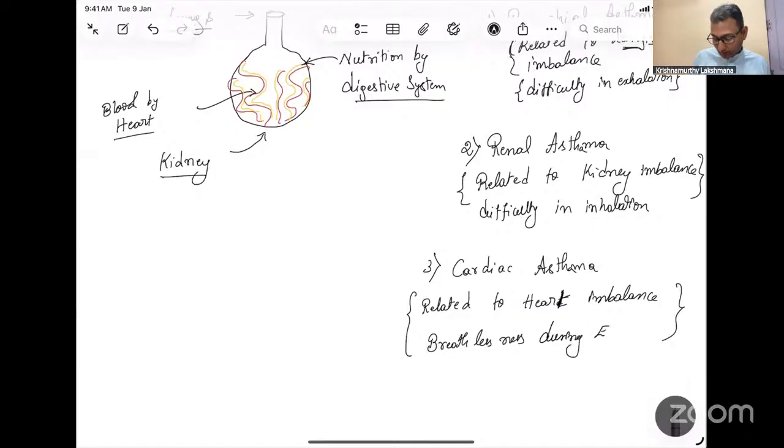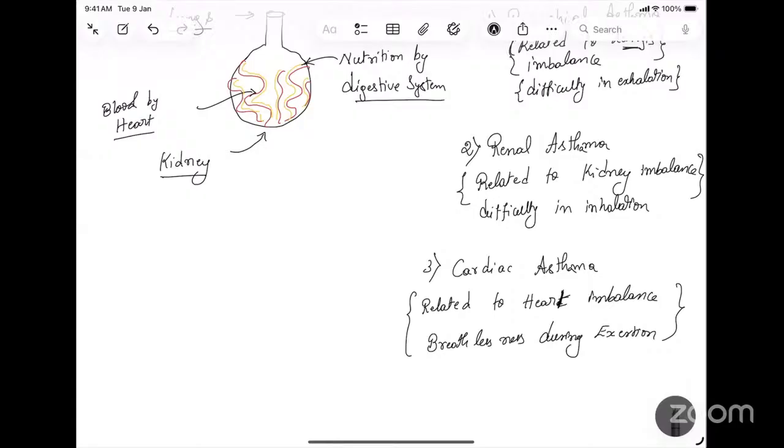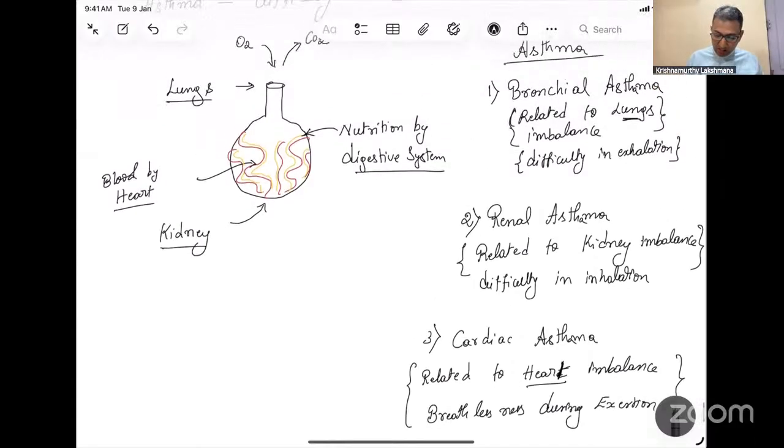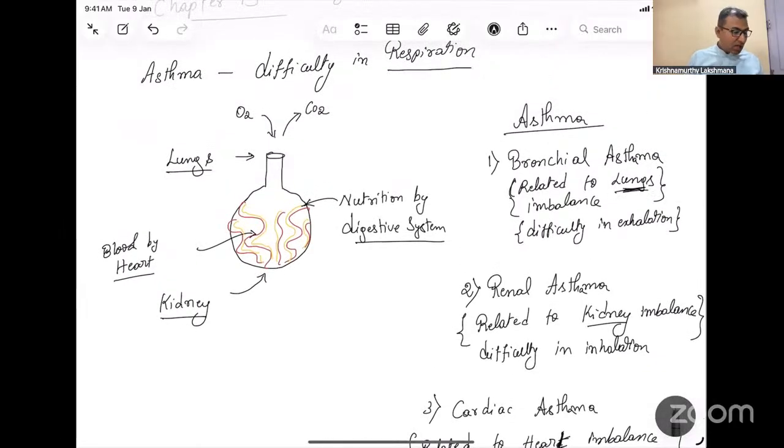Clear? So if all the other time they are okay, but during activities their breathlessness happens, then you have to treat heart. If there is a problem in inhalation, you have to treat kidney. If there is a problem in exhalation, you have to treat lungs. And if there is a problem during exertion, you have to treat heart. Heart, kidney, and lungs.